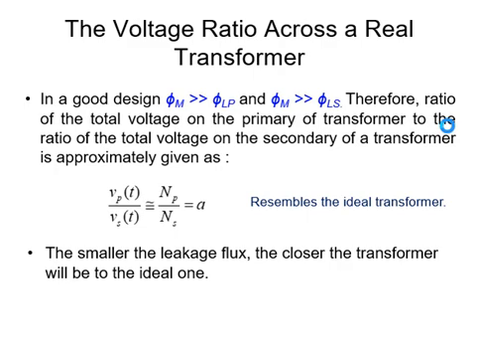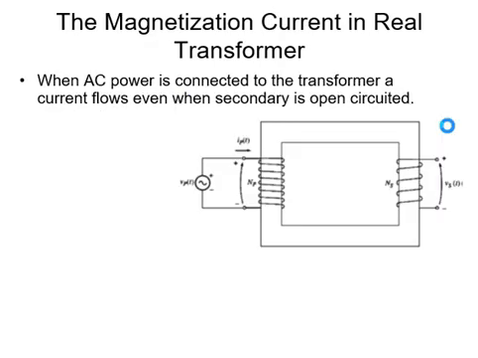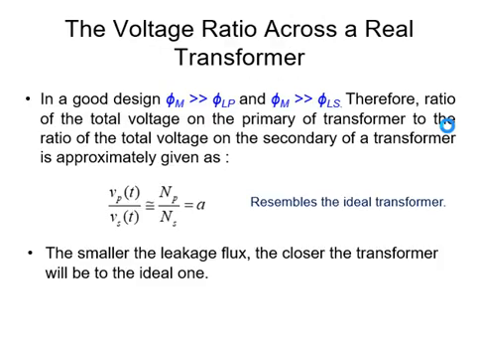The smaller the leakage flux, the closer the transformer will be to the ideal one. So if the leakage flux is negligible, our transformer will be very close to the ideal transformer.